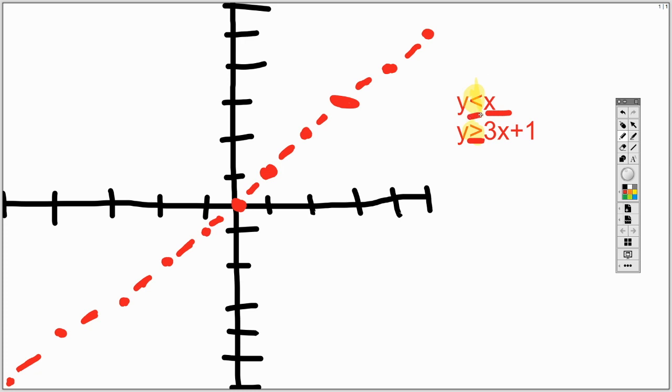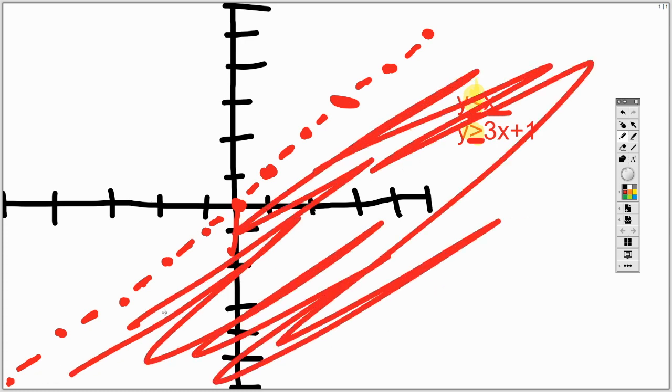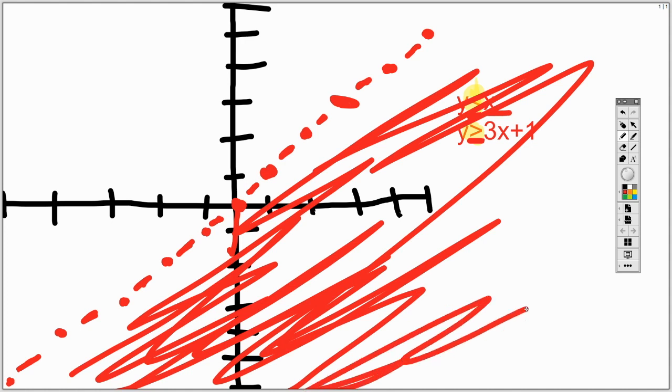But then here it says less than. So I'd go here, and suppose if it said greater than, then I would shade all of this. But since it says less than, I will just shade all of this. So this is all y less than x.